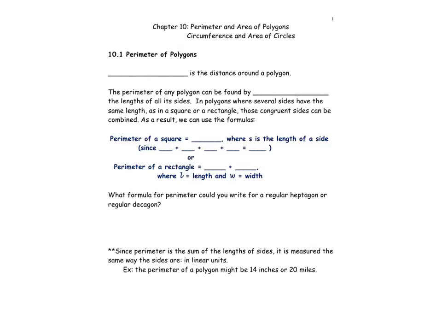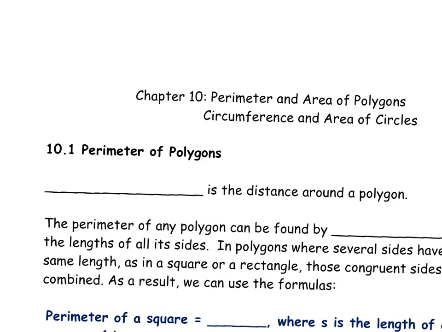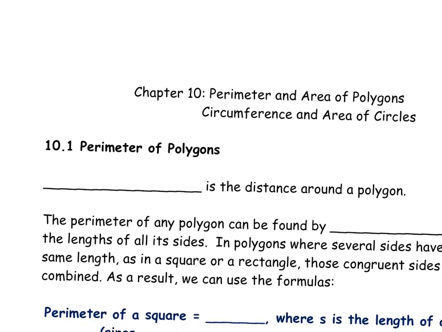What we're going to do next is perimeter and area problems. It's the start of chapter 10. First, we're going to start with perimeter, and then tomorrow I'm going to start going over area with you. So first of all, perimeter is the distance around a polygon.